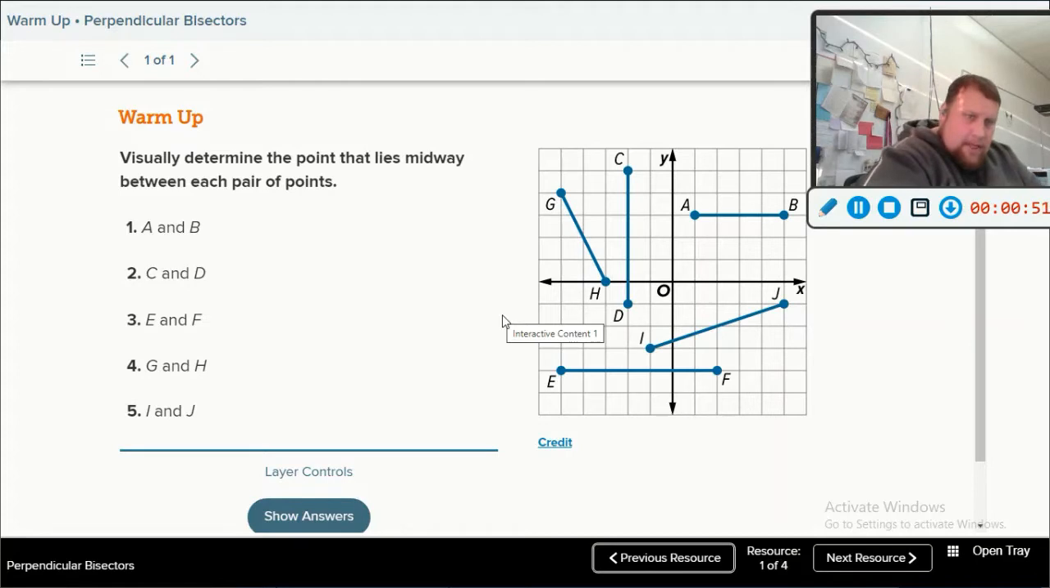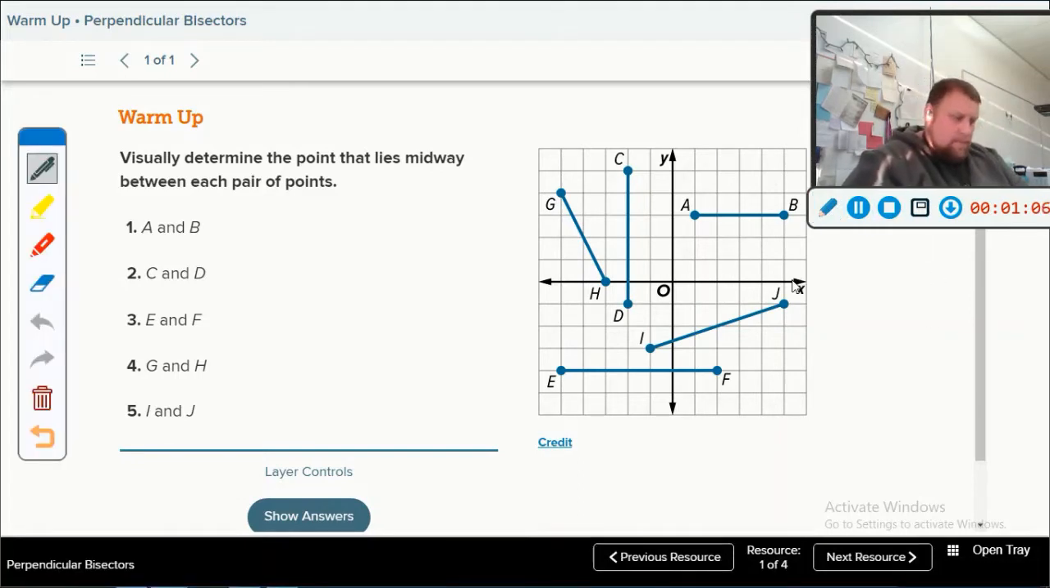Okay, let's do this. So between A and B, I see this point right here. That looks to be the middle, so that's 1, 2, 3. So that's the point 3, 3. Then we see CD. CD looks like, let's see, 1, 2, 3, about right there. So that's the point -2, 2. -2, right? And then up 2.